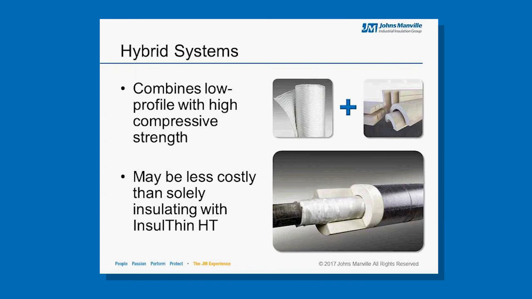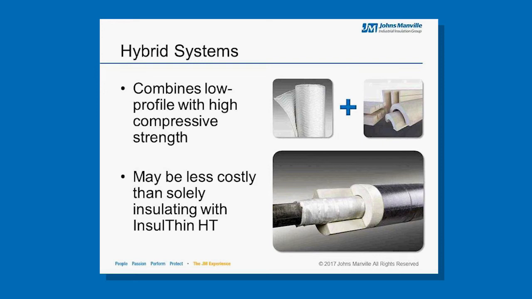Let's talk briefly about hybrid systems. Hybrid systems can be the best of both worlds. From a performance standpoint, if you have a hybrid system with calcium silicate or perlite on the exterior, you get the compressive resistance, the compressive strength, the impact resistance that you would like for a long-term durable solution in order to not compress the jacketing and allow for water infiltration into your system.